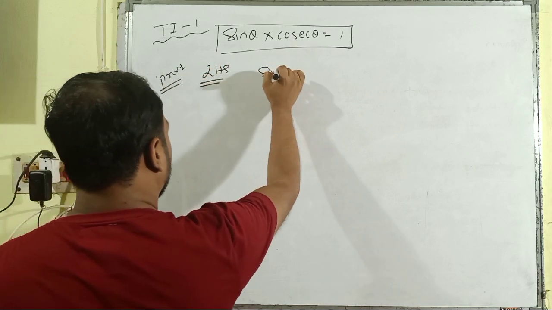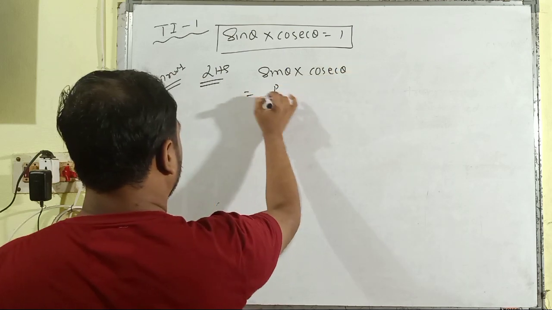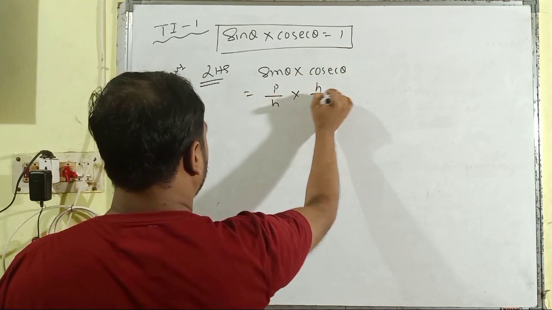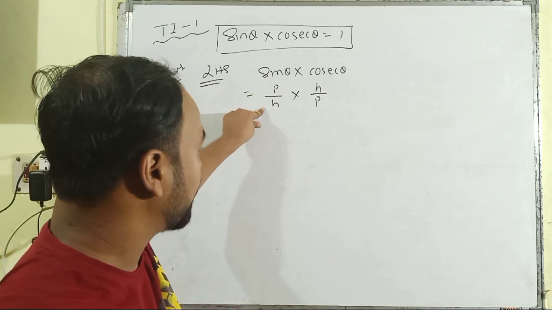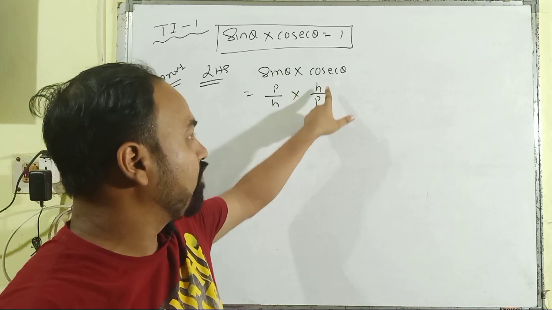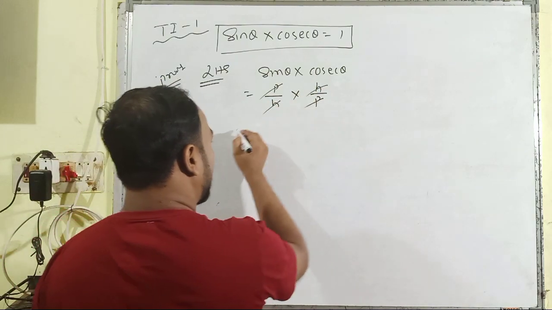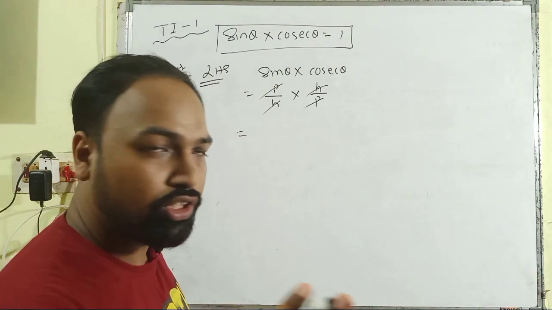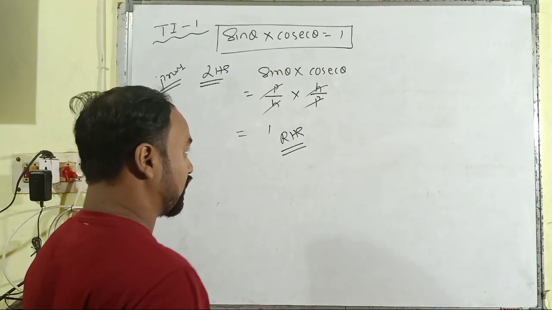Left hand side: the multiplication of sin theta with cosec theta is p by h multiplied with h by p, because sin theta is the ratio of perpendicular with hypotenuse and cosec theta is the ratio of the hypotenuse with the perpendicular. Then cancelling both p and h from the numerator and the denominator, we have it equal to 1, which is the right hand side.